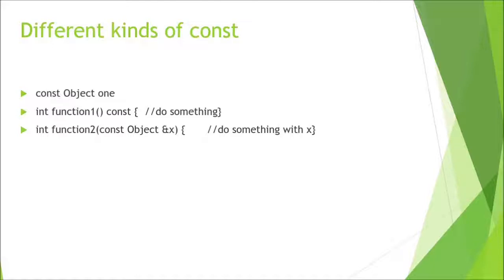The second example, function 1 is a constant method. It would be a constant member function if it is declared inside of a class. These are the types of methods that constant variables can call.